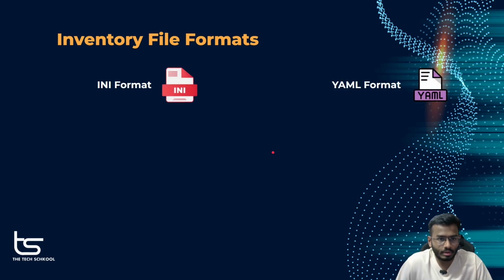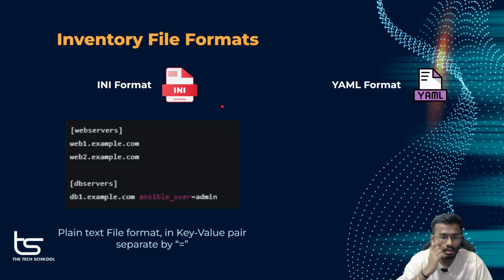These are the two static inventory file formats that we discussed previously. First is the INI format and second is the YAML format. First we will look at what the INI format is. In this INI format, we mention the hosts, that is the nodes essentially, in plain text format, in a key and value pair separated by an equals mark.